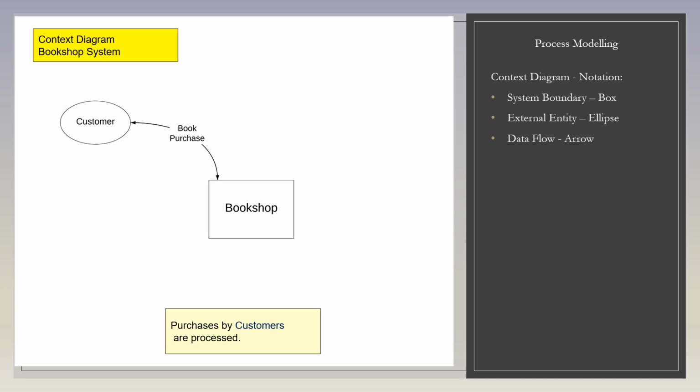You may notice that the data flow here, book purchase, is represented by a double-headed arrow. It's pointy at both ends. This represents the fact that this is a two-way interaction. The customer chooses their book, takes it to the counter, and then pays for it. The bookseller then hands it over, and the customer can take it home to enjoy reading it for education or entertainment.